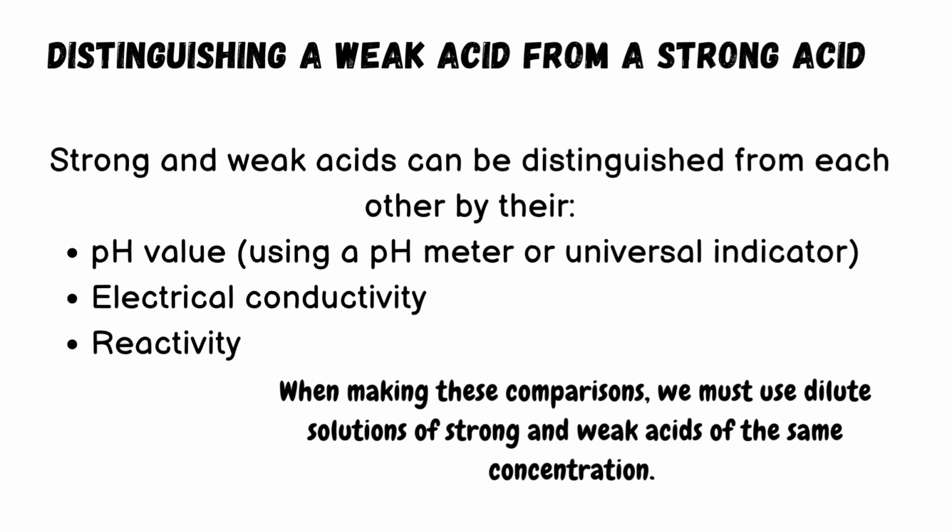Distinguishing a weak acid from a strong acid. Strong and weak acids can be distinguished from each other by their pH value using a pH meter or universal indicator, electrical conductivity, and reactivity. When making these comparisons, we must use dilute solutions of strong and weak acids of the same concentration.